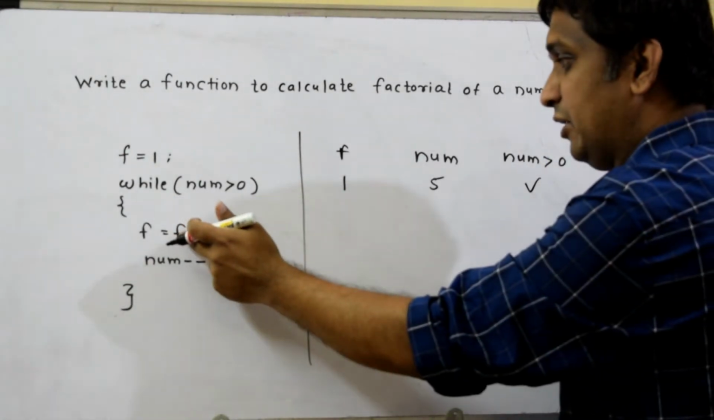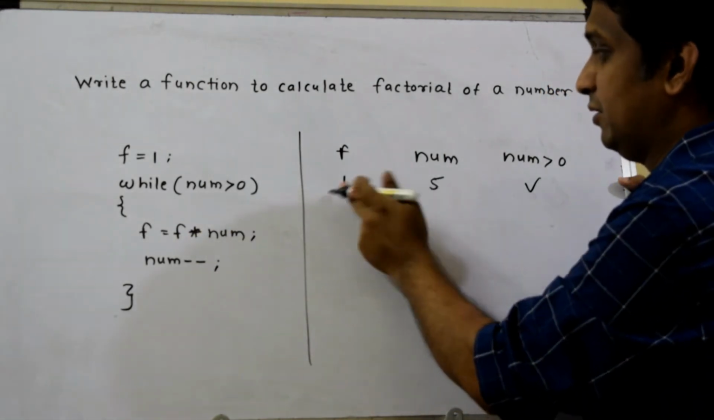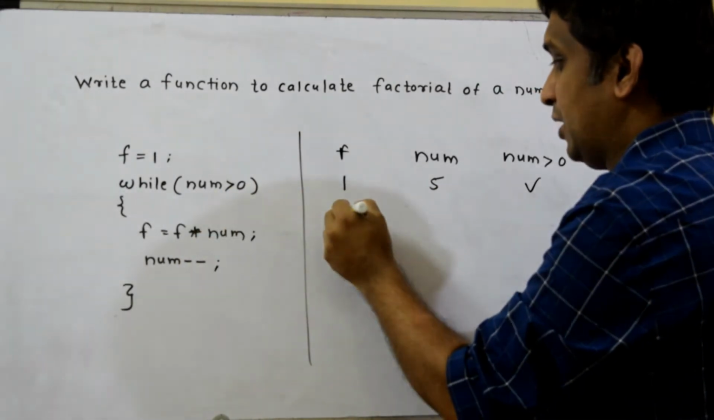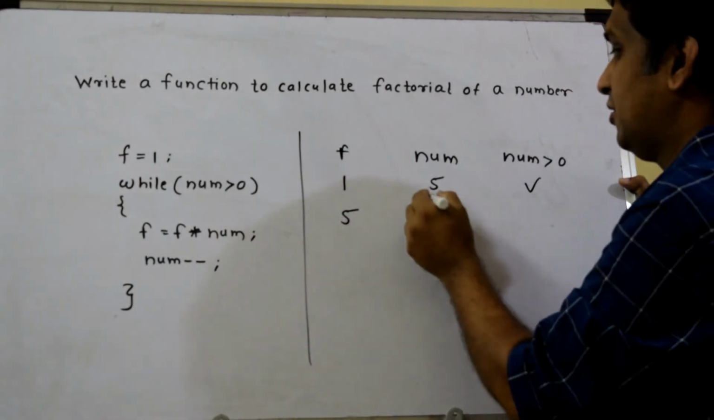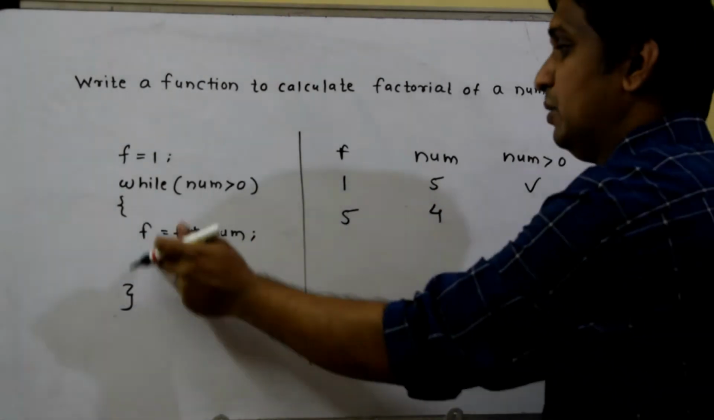Inside the loop, I have written f equals f into num. So f into num means 5 into 1, that will become 5 and be assigned to f. So the new f value will be 5. After that, num minus minus, so num will reduce to 4. Again it will go to the beginning of the loop.